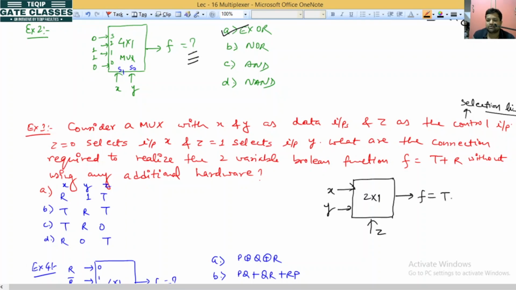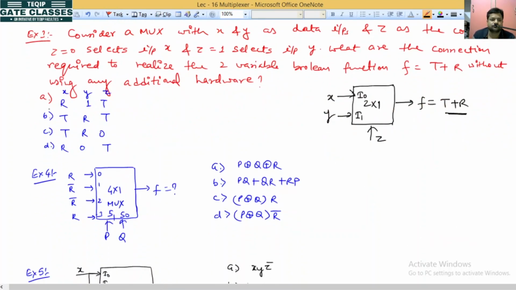So we have f equal to t plus r. If z is 0, it selects input x, so it is I0, and z equal to 1 selects input y, so it will be I1. What connections are required to realize the two variable Boolean function f equal to t plus r? So we have to get output t plus r. So from the following options, which one is correct for x, y and z values?